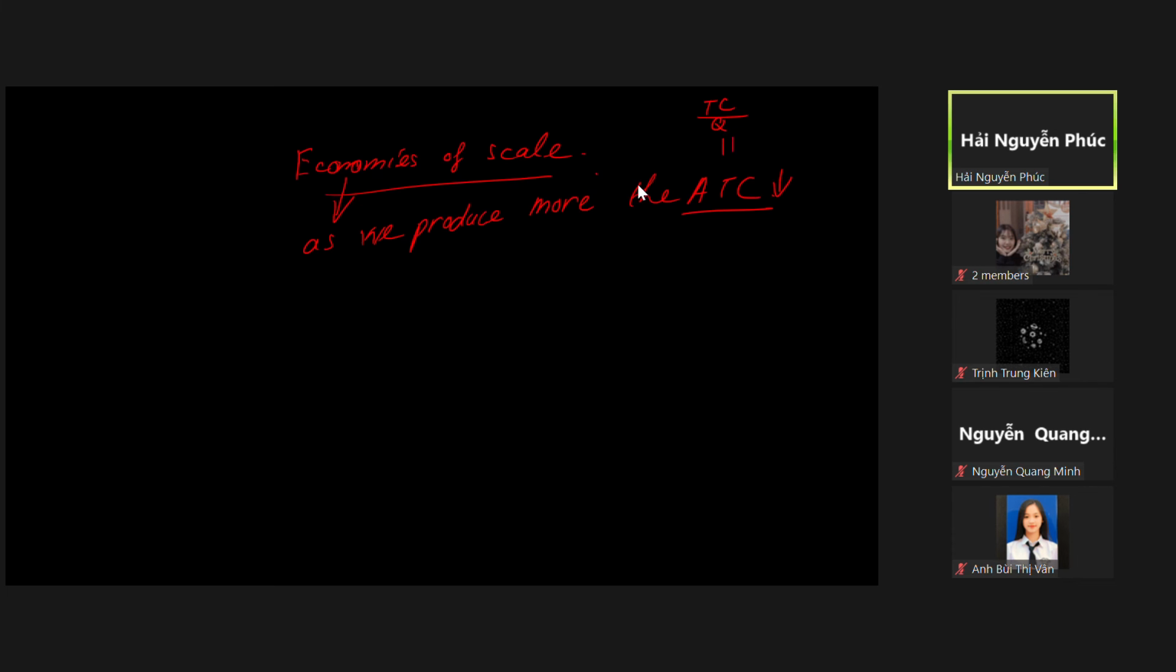Tức là gì? Để tối thiểu hóa được chi phí thì thông thường các doanh nghiệp sẽ mong muốn có một chiến lược là sản xuất ở quy mô rất lớn để đạt được tính kinh tế theo quy mô, economies of scale.